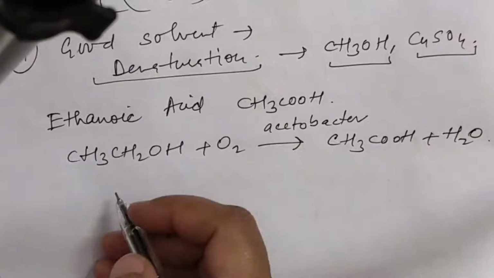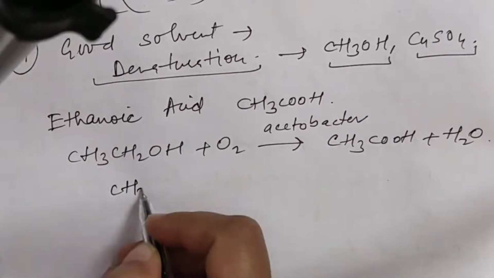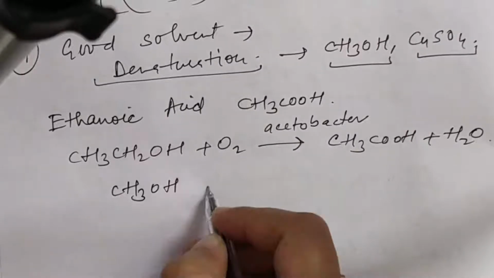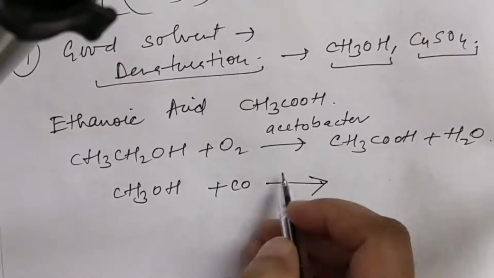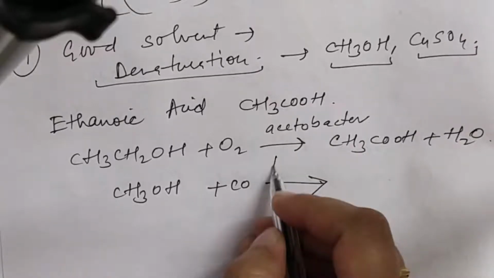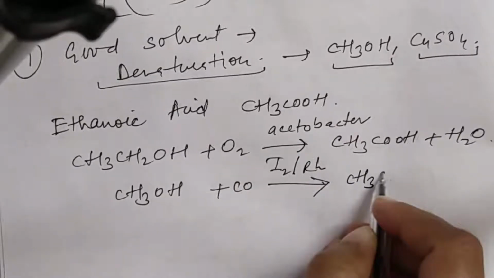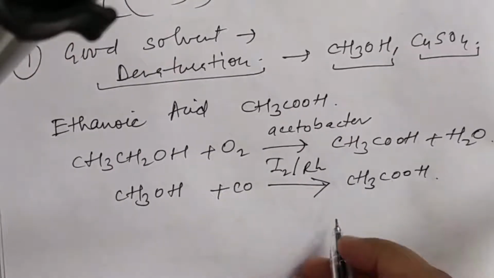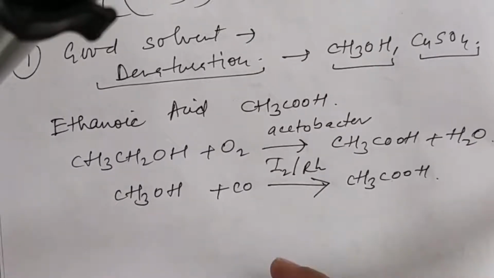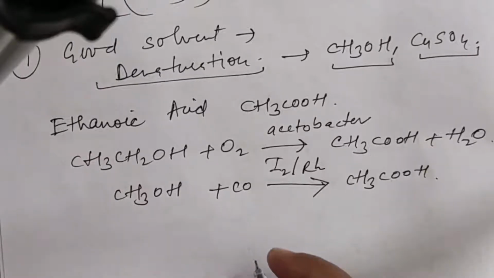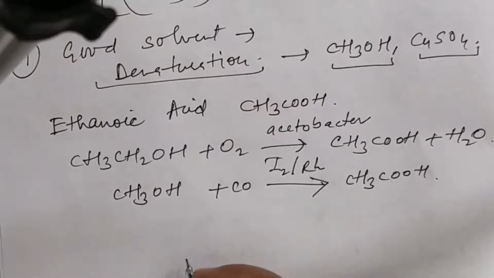It can also be prepared from methanol, like if we are taking methanol and adding carbon monoxide, CO, in the presence of iodine, rhodium catalyst, it can be easily converted into ethanoic acid. Among the physical properties, ethanoic acid is a colorless liquid, okay, with sour taste, as we have already discussed this physical property in our junior classes. And it is miscible with water. It boils at about 391 Kelvin.